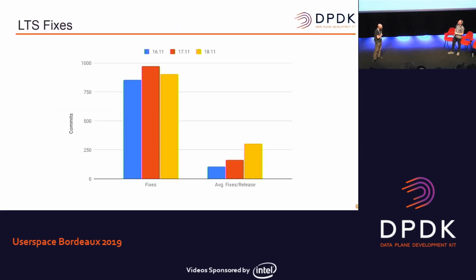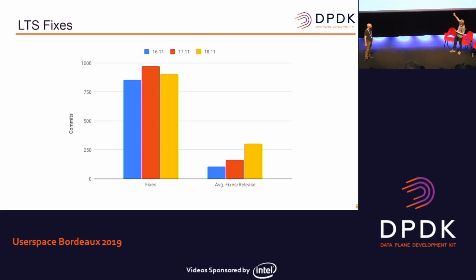Okay, so just in terms of LTS fixes, this isn't really a comparison between them, but I suppose the key takeaway, if you look at the left-hand side, is the amount of commits. Any of these releases, where they are now, have more than 750 commits. We changed the process a bit as we went along in the early days, so probably 16.11 is going to end up being lower.